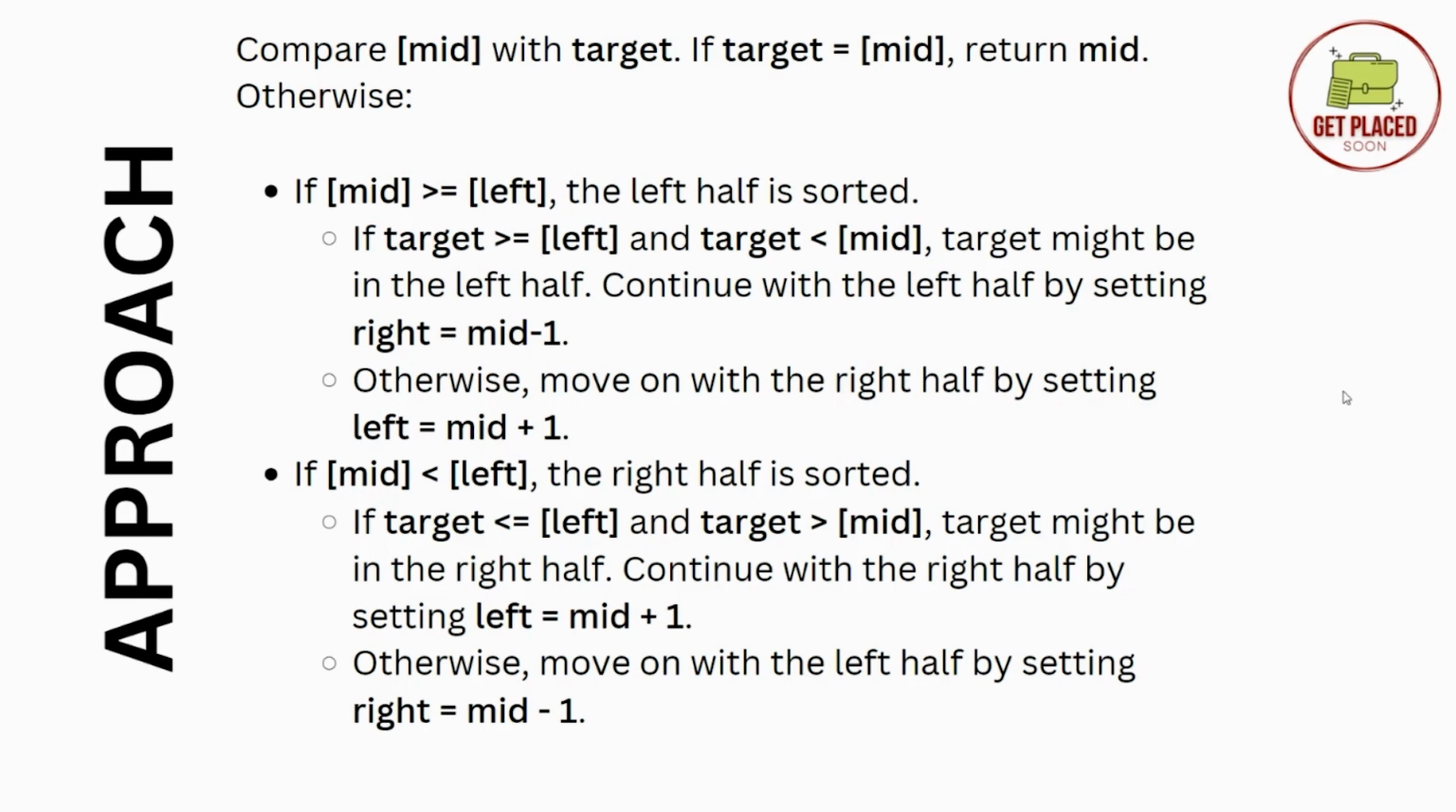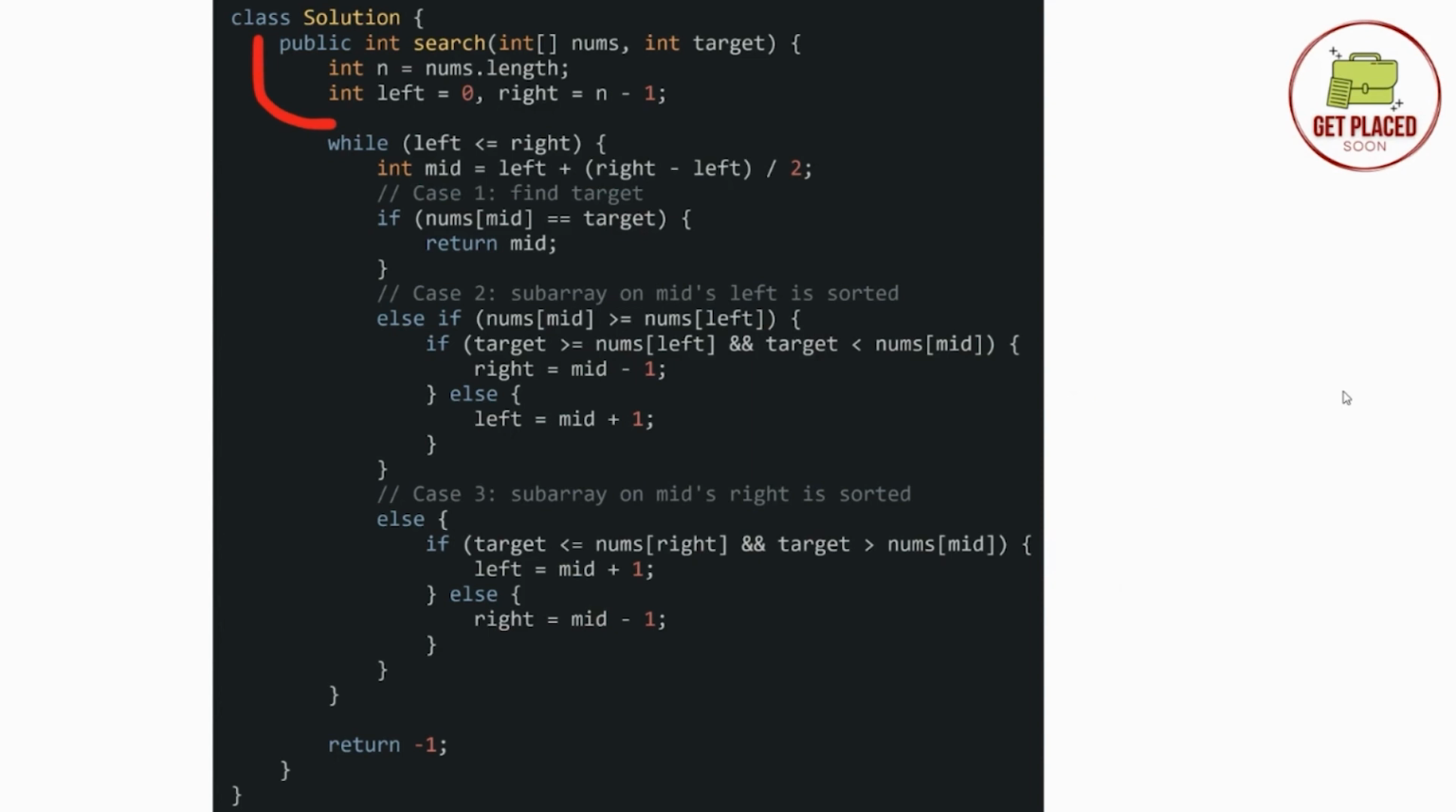Now let's see how to do this in programming. First we have a function search where there are two parameters: nums, the array of integers, and the target which we are supposed to find. Then we calculate the length of the nums array and initialize two pointers, left and right, as 0 and n minus 1. Why 0? Because in arrays, indexing starts from 0.